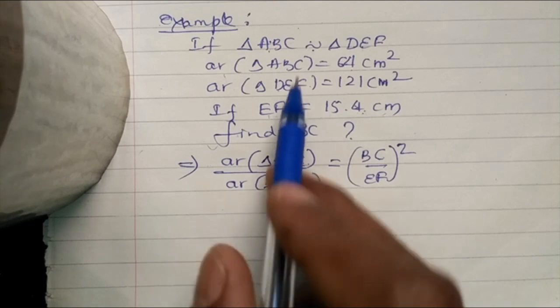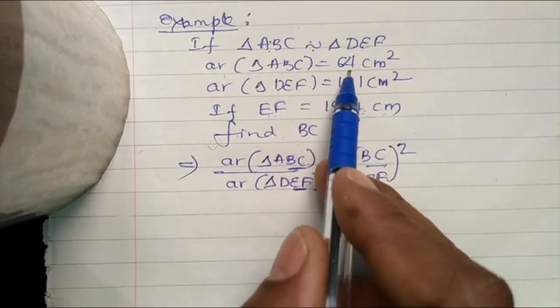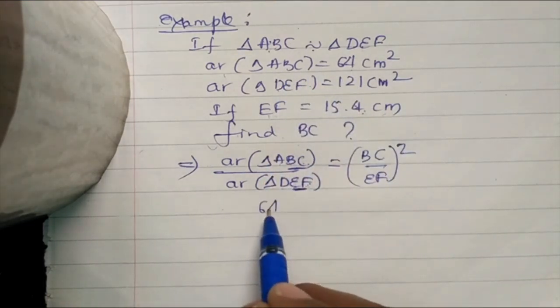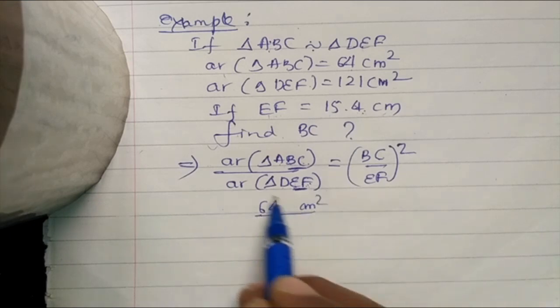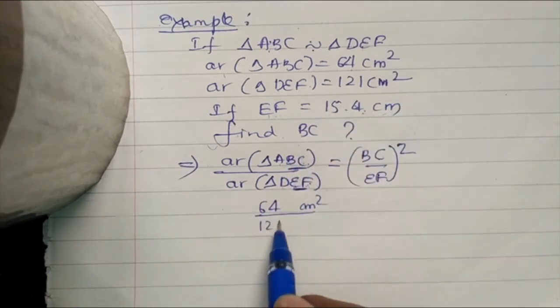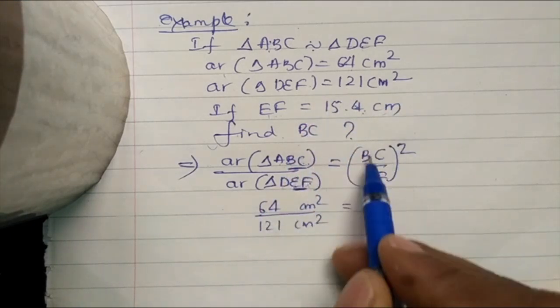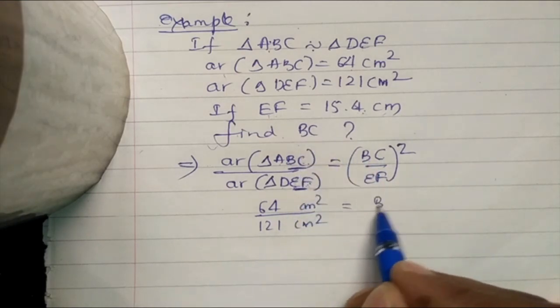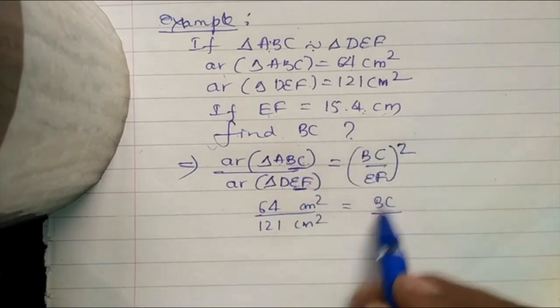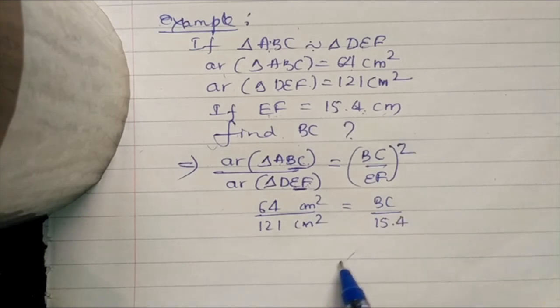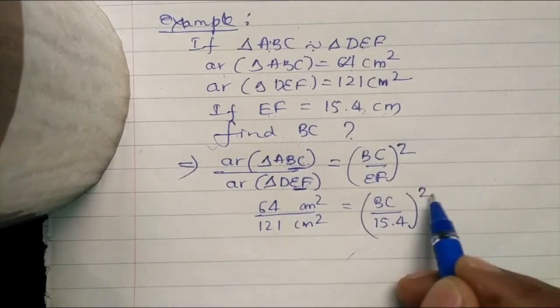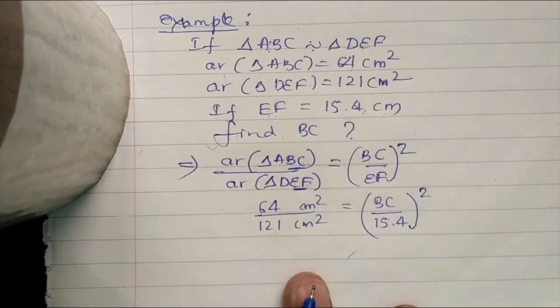Now, the area of ABC is given here, 64, so we write 64 centimeter square. The area of DEF is also given, 121 centimeter square, is equal to BC by EF. The BC length is not given, it is to be found. The EF length is 15.4. Go for squaring. Squaring is there. Next.